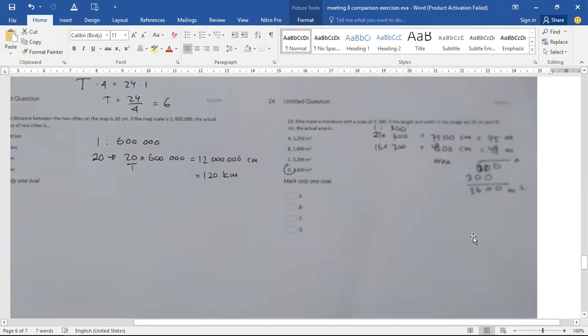Next, it's about scale again. The scale is 1 to 300. So 25 and 16 from the map, we just need to multiply with the scale to find the real measurement. So here, 25 times 300 is 7,500, or 75 meters. And 16 times 300 is 4,800, which becomes 48 meters. So here we just need to multiply, equal to 3,600 square meters.